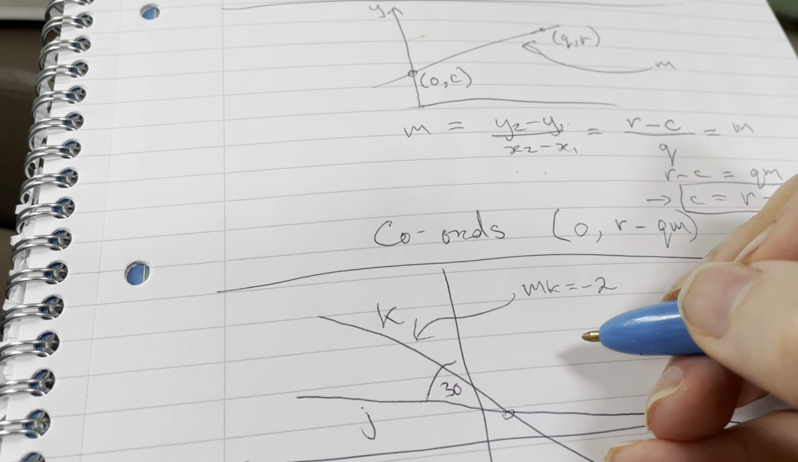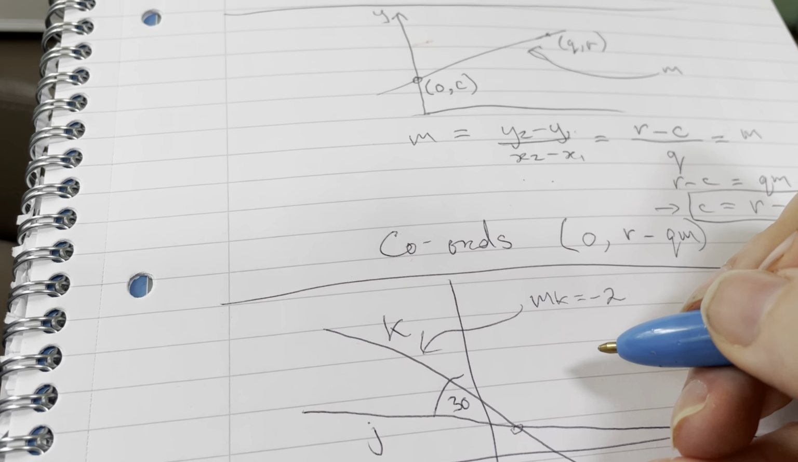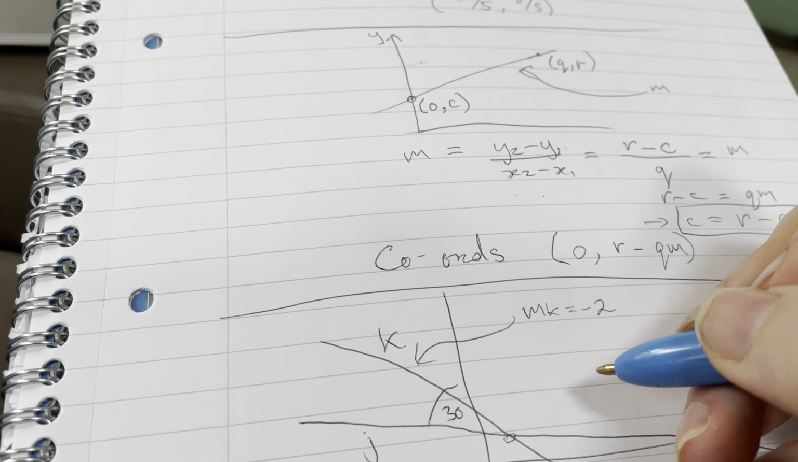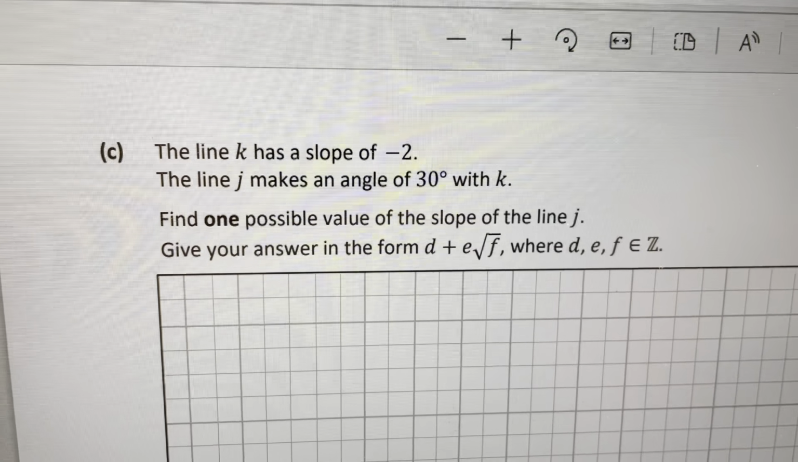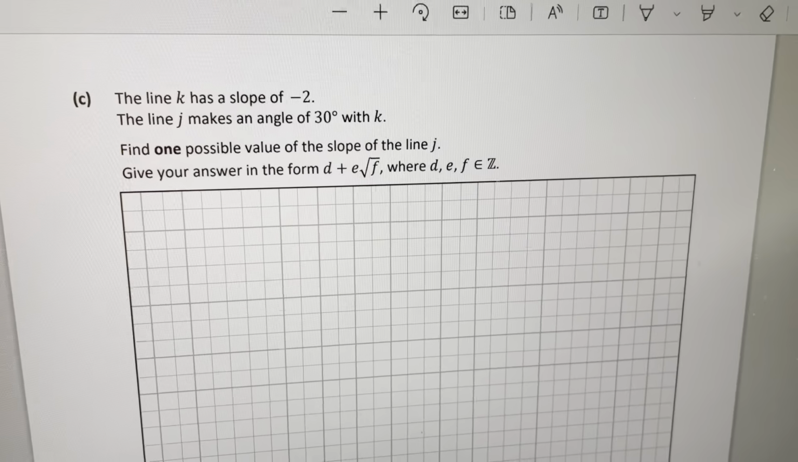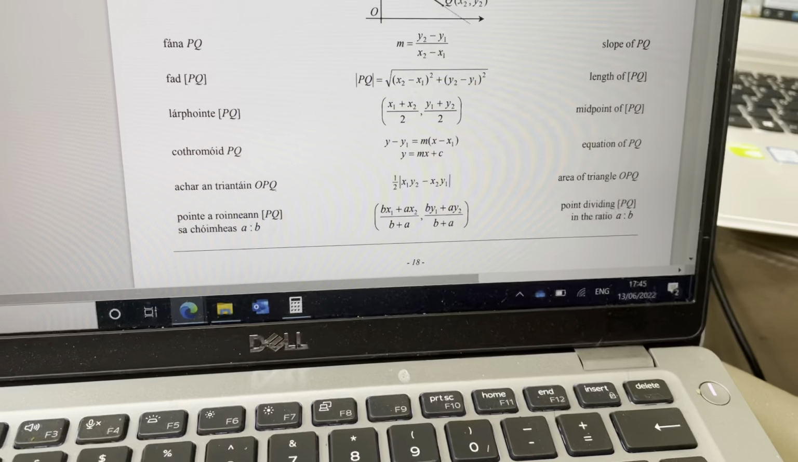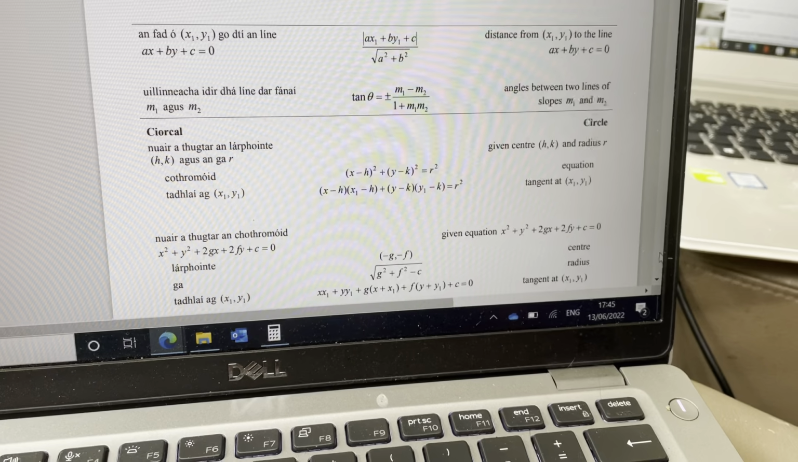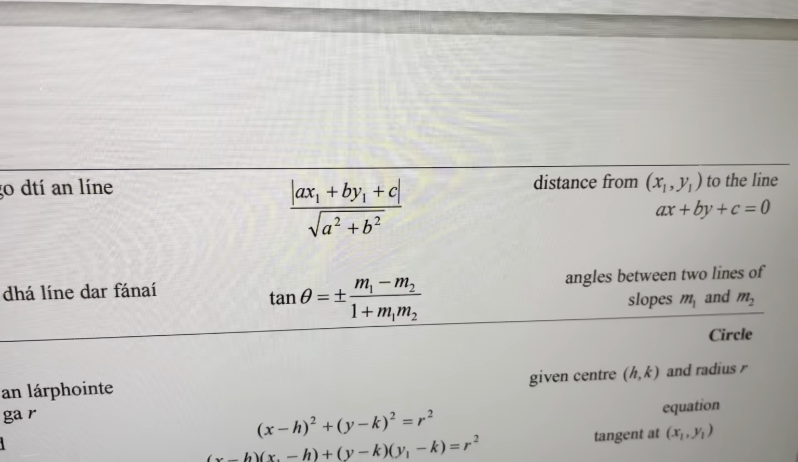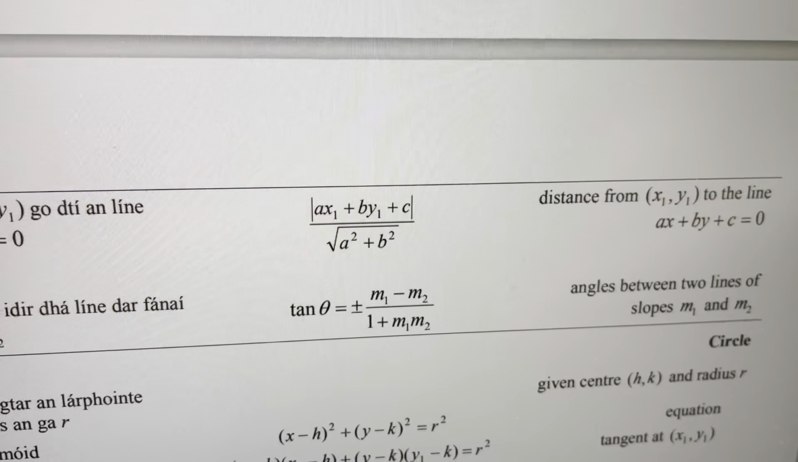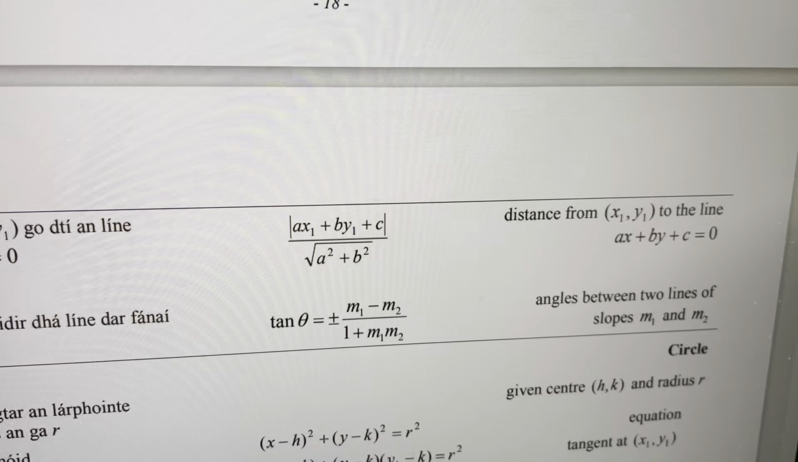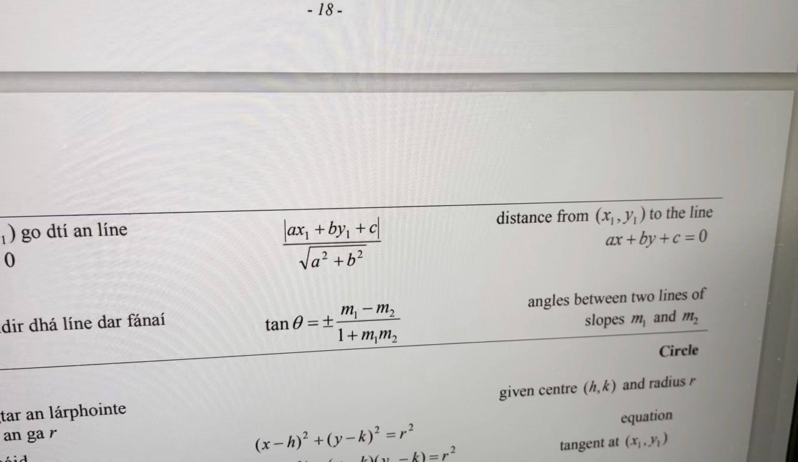Find one possible angle of the slope. Oh yeah, one possible angle, because there's probably going to be two. But let's see anyway. It says to give the answer in surd format. Well, look, our log tables are the king here and have the slope between two lines. So where's that? Yeah. So tan theta is equal to plus or minus m1 minus m2 over 1 plus the product of them.